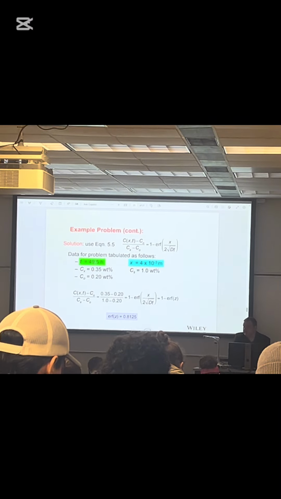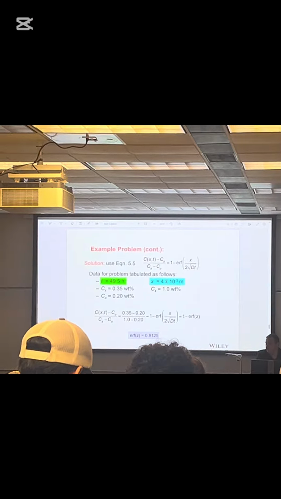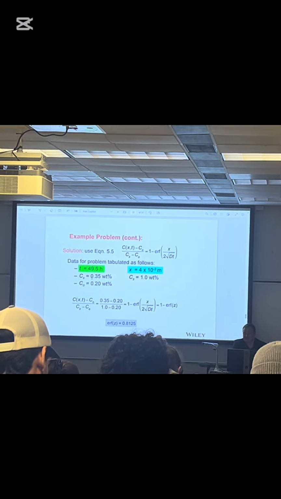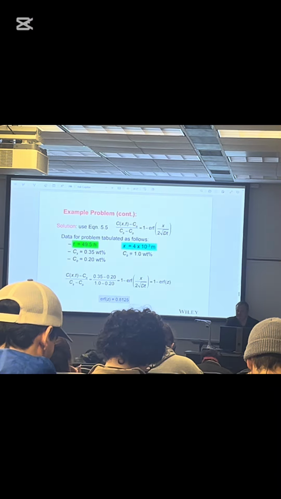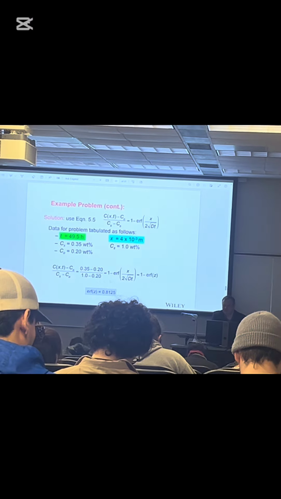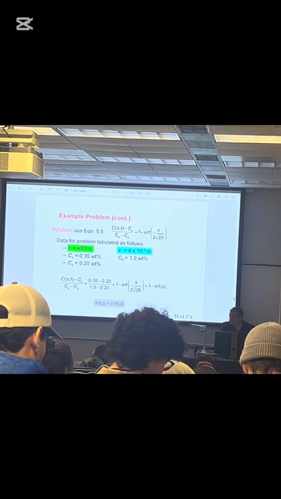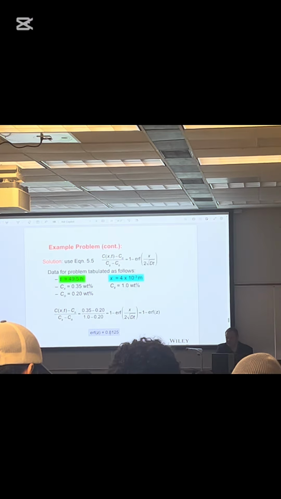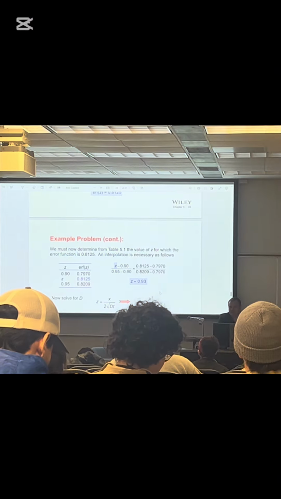t is equal to 49.5 hours. x, the distance, is 4 millimeters, so 4 times 10 to the negative 3 meters. Cx is 0.35 weight %. C0 is 0.2 weight %. And Cs is 1 weight %. We plug everything into this equation, and we calculate the z, whatever this thing is here. And the error function of z is 0.8125. That's what you need to look up. This is the value that you need to look up in the table.